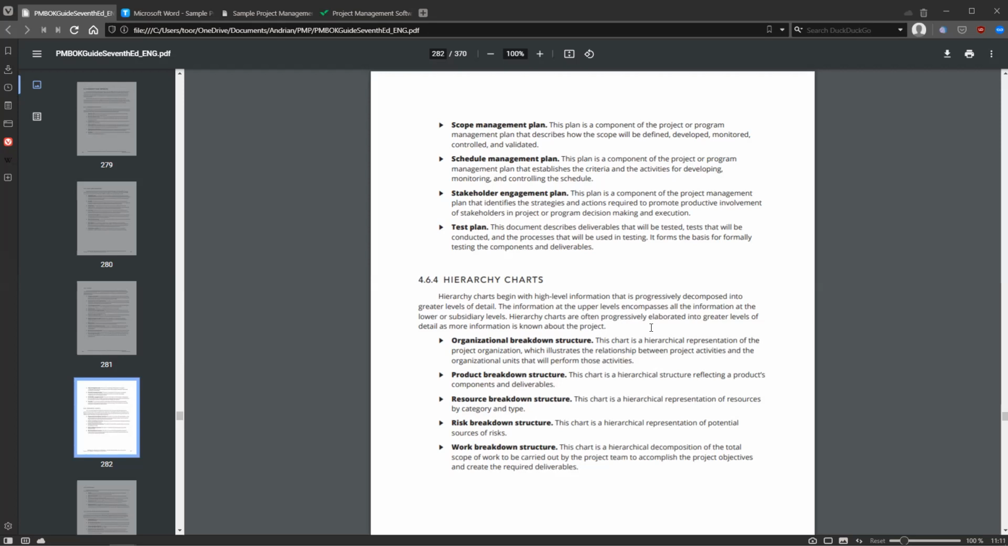There are also documentation, additional miscellaneous artifacts such as hierarchy charts. That's basically organizational charts, breakdown of the resources of products, risk breakdown, work breakdown structure. And work breakdown structure is quite important. It's basically what a lot of people commonly refer to as a project plan, which it's not.